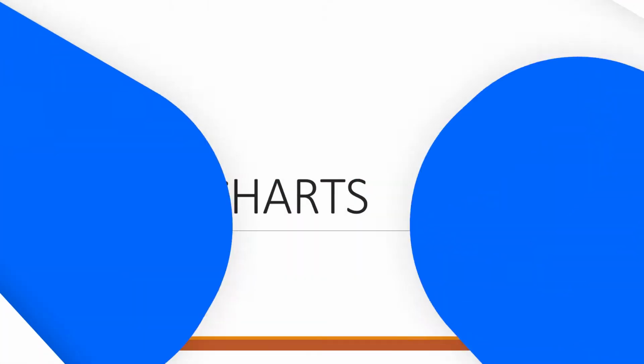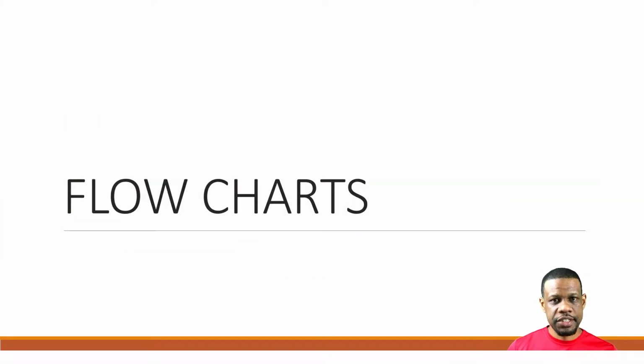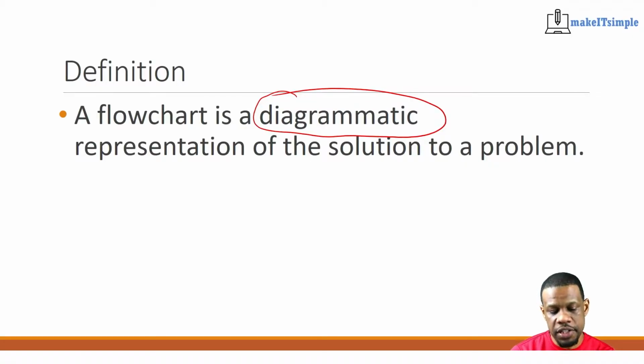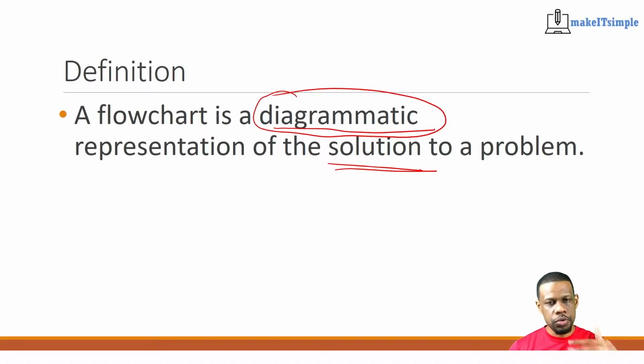Welcome! Flowcharts, right? A flowchart gives you a way to represent an algorithm using symbols. The definition is: a flowchart is a diagrammatic representation of the solution to a problem. When you want to solve a problem, you can use either pseudocode or a flowchart. Pseudocode is a type of code that helps programmers or somebody who's writing the code transition from their own words to the words of the programming language that you're using.